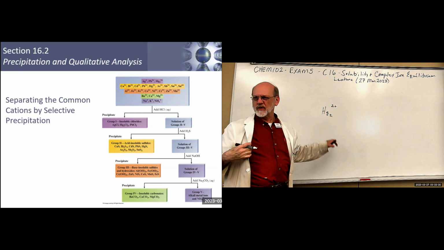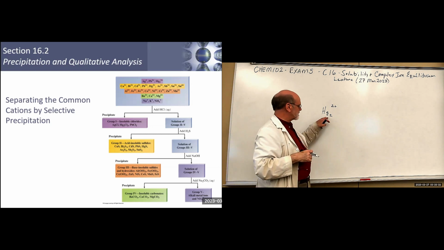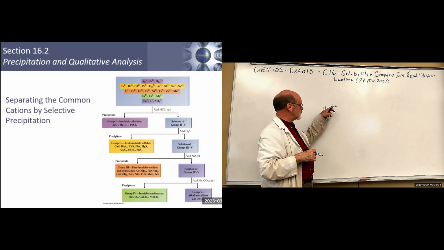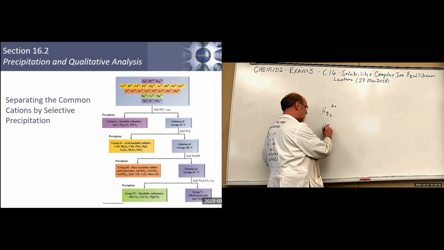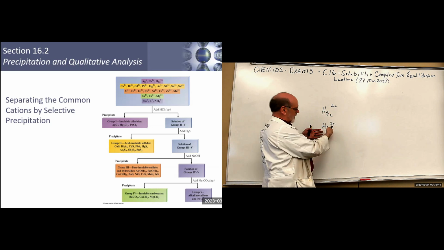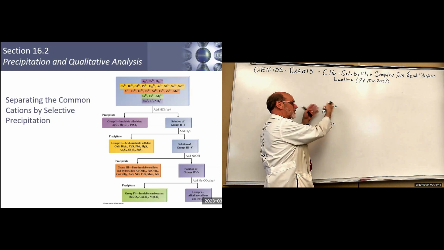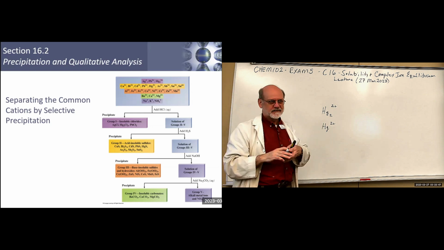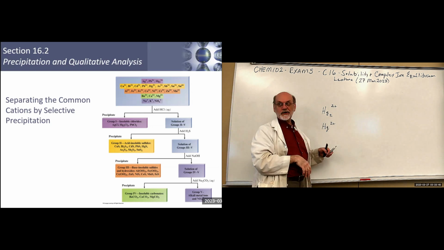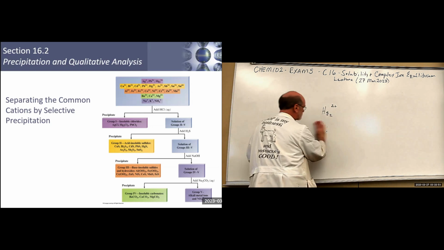Remember, mercury is kind of squirrely. It's always 2+ charge. But if you've only got one of them, then that was 2+. But if you've got two of them hooked together, each one is 1+. Okay, don't ask me why. That's just mercury in solution.